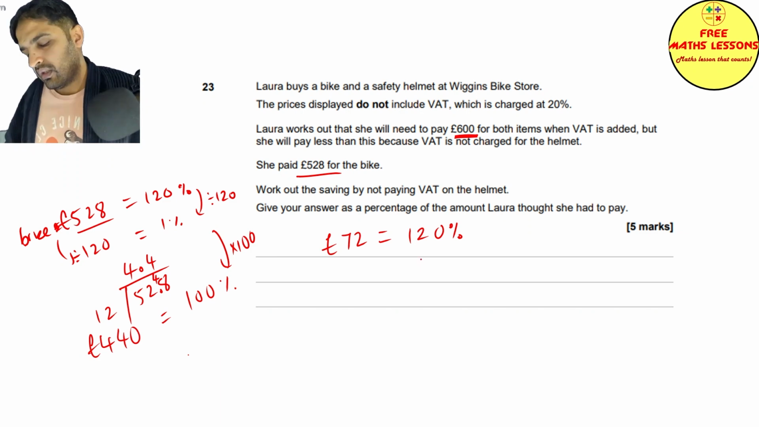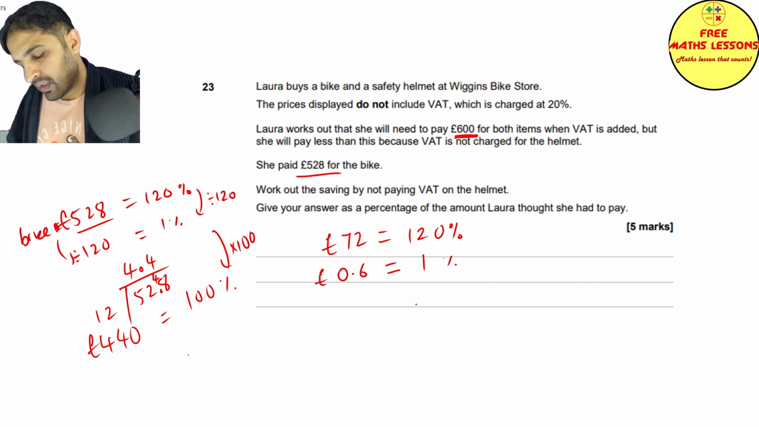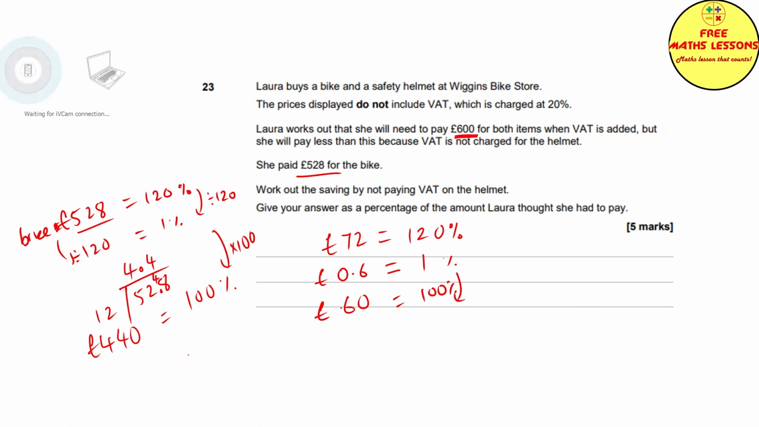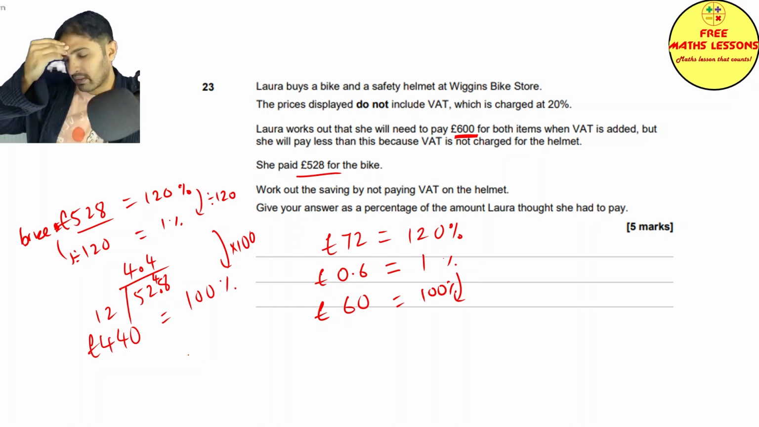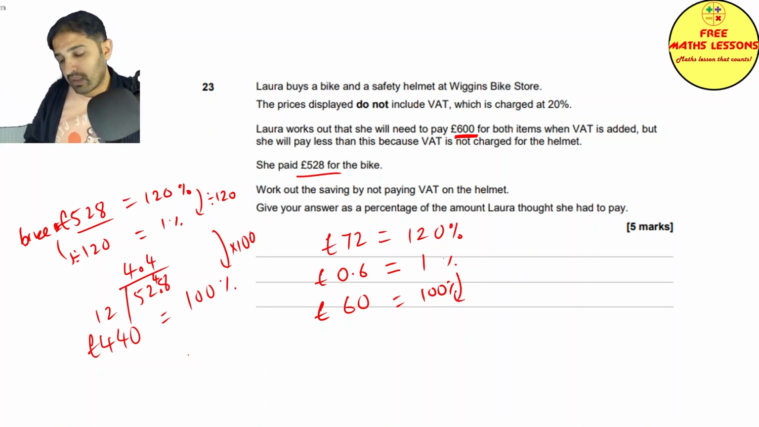So 72 divided by 120 gives you 1%. When I divide that by 10, you get 0.6 pound. Okay, so 1% is 0.6, so the 100% would be 60. So we know that Laura had to pay 60 pound for the helmet.